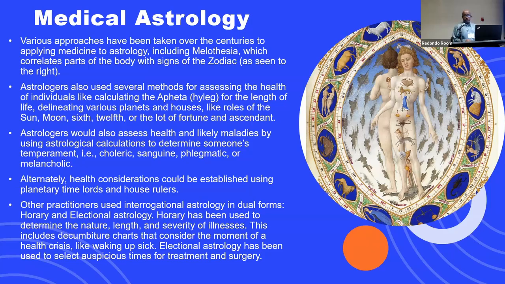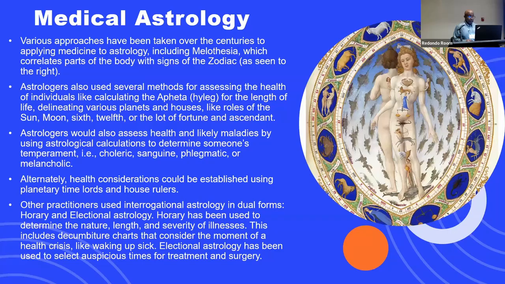Astrologers would also use something called temperament to understand someone's particular health, whether they would suffer particular maladies. And you might be familiar with these terms: choleric, sanguine, melancholic, or phlegmatic. We also know that there are planetary time lords and house rulers. Like if you're familiar with profection, that would be a measure of, if you have a lord of your year, what you might be dealing with in terms of your health.